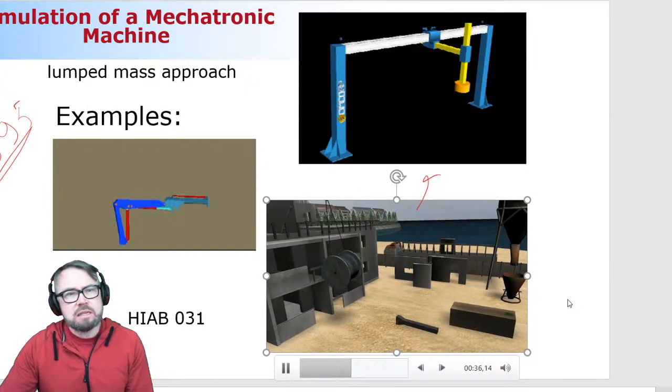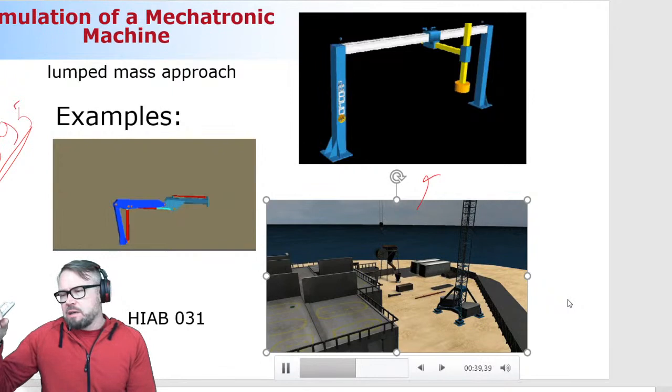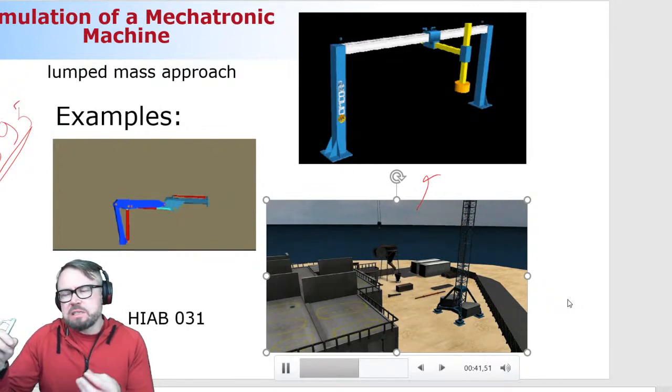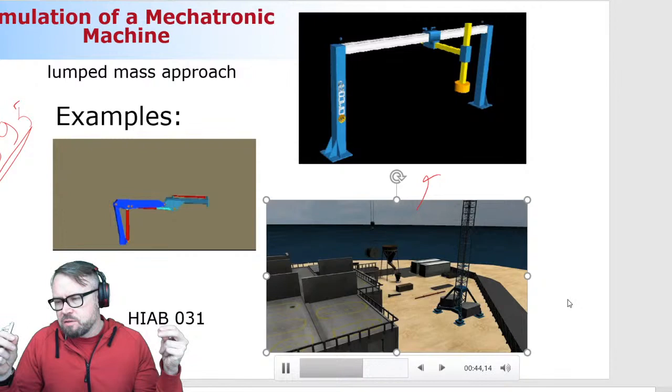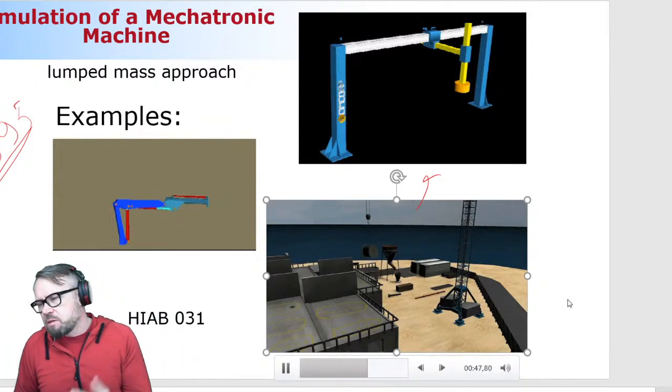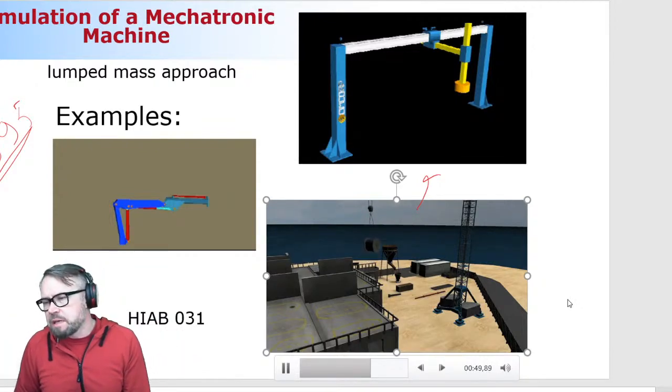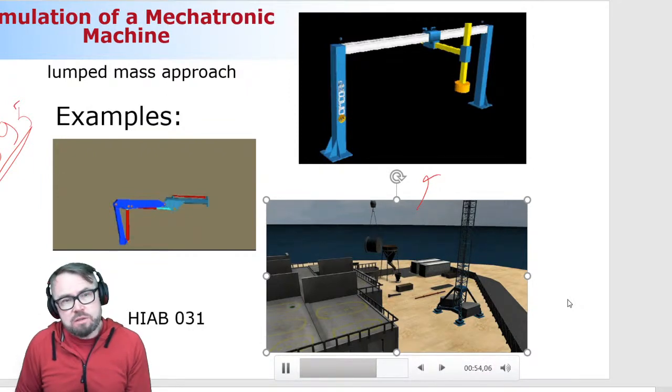The taut string effect means that when you have a loose wire rope, its frequency is different than when it is pre-tensioned. The pre-tension will increase the frequency. So this is one way to model the cables. It's an okay method. It's perhaps not the most sophisticated one, but still okay.